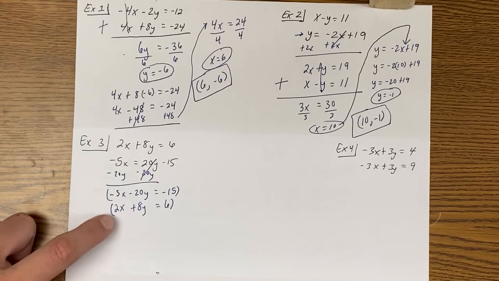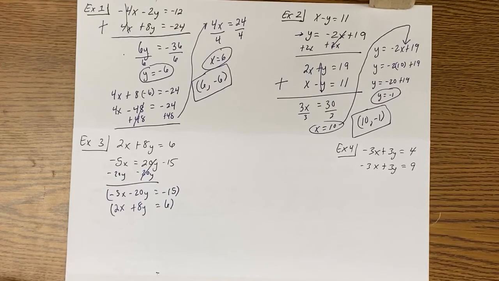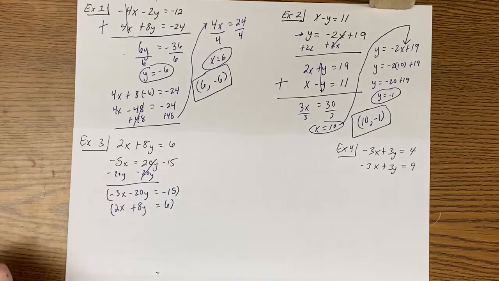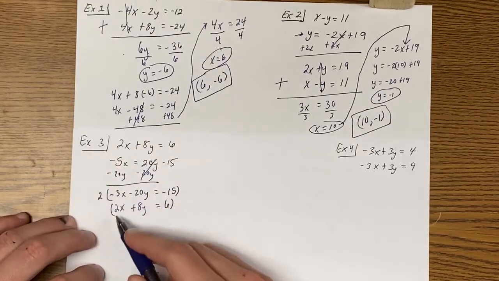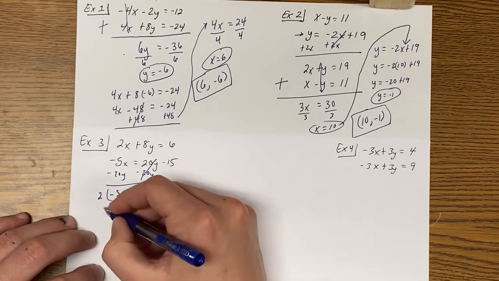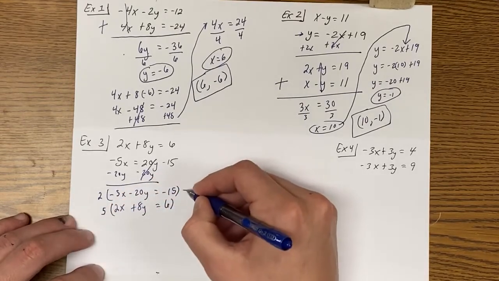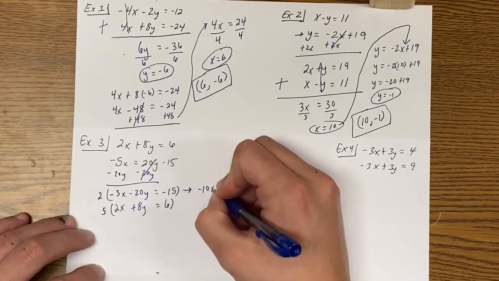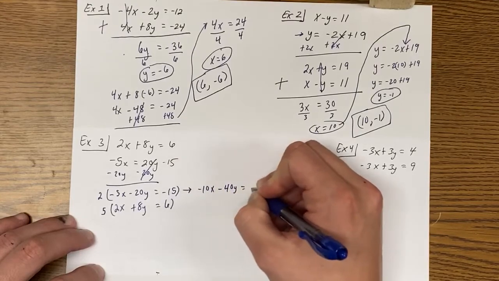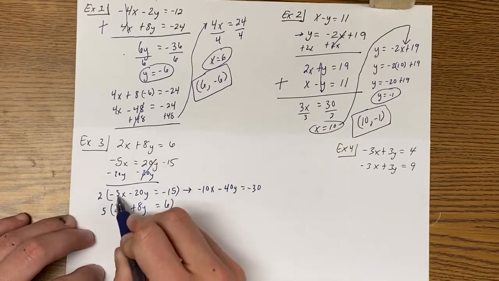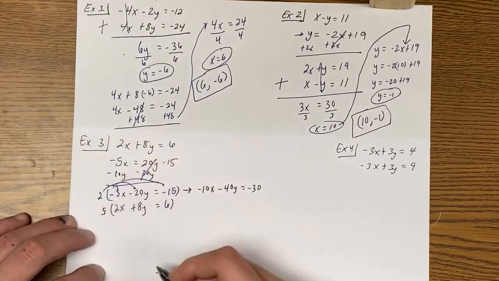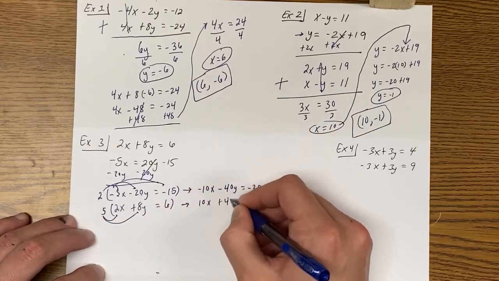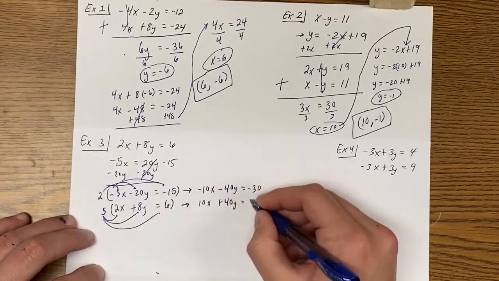So think about my x terms, 2 and 5. What's a common multiple of 2 and 5? Well, 10, right? So how could I make this negative 5x become negative 10x? I'll multiply by 2. And how could I make 2x become 10x? Multiply by 5. And I have to multiply all three terms by 2 or by 5. So 2 times negative 5x gives me negative 10x minus 40y equals negative 30. I multiplied all three parts by 2. On the bottom, I do 5 times 2x, which is 10x, 5 times 8y, which is plus 40y, and 5 times 6, which is 30.